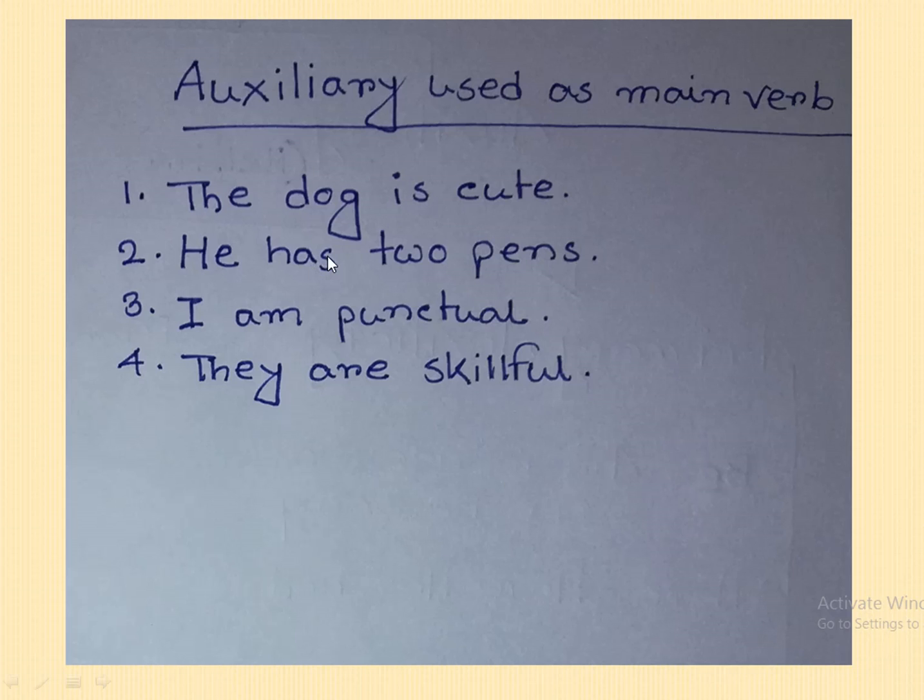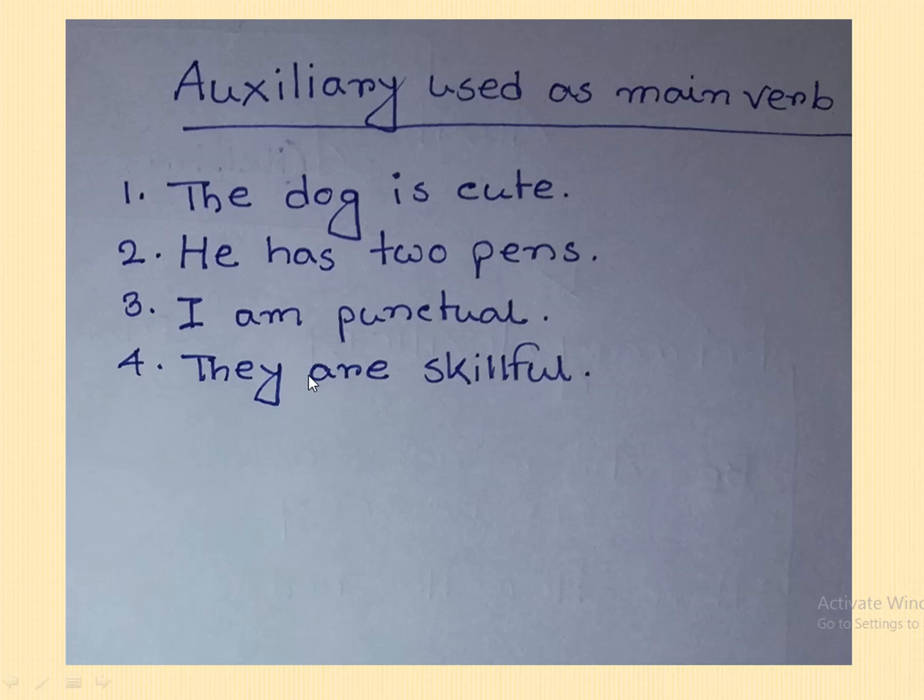Here is, has, am and are. In each sentence we have only one verb, and that is an auxiliary verb. There are no other verbs. So here the auxiliary verbs are used independently. They are not helping other verbs. When the auxiliary verbs are used independently, they also serve as main verbs.